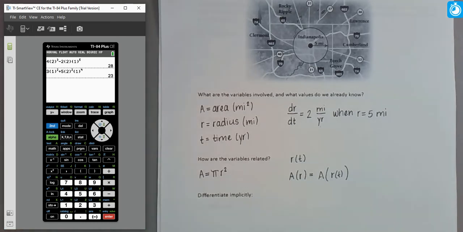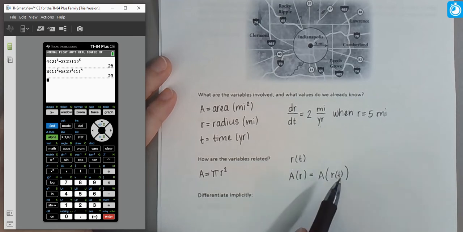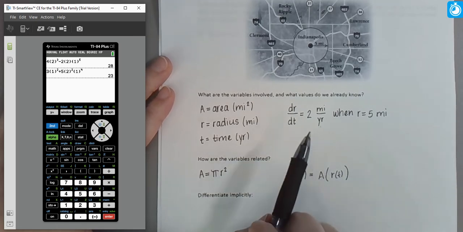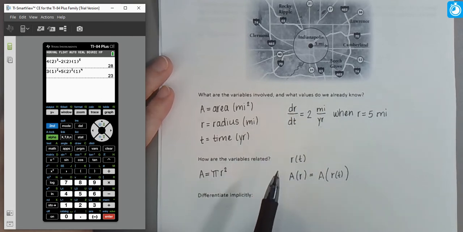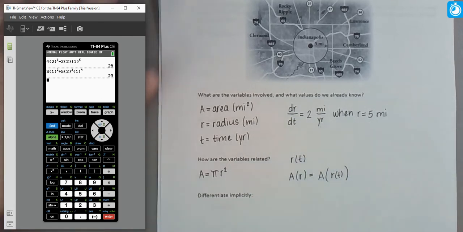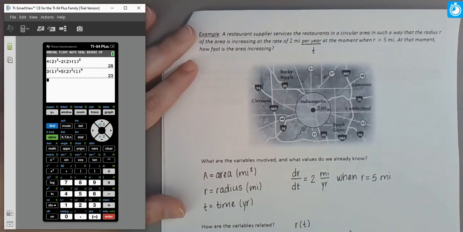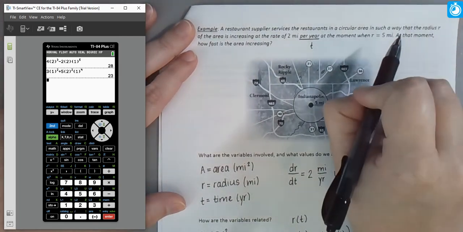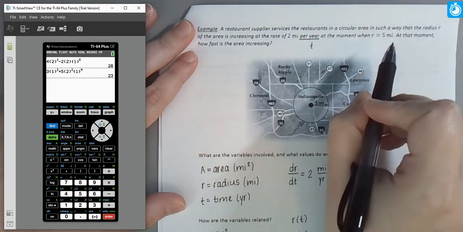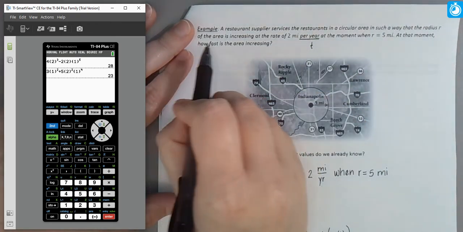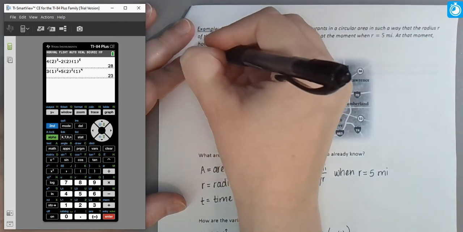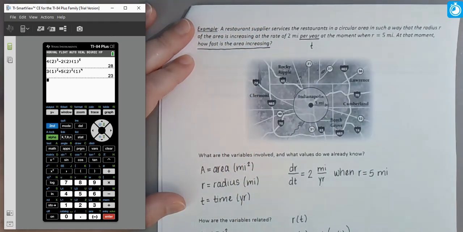Well, what is the question though? So we've written all of this down. We have a sense of how the two major variables are related. We know that time affects the radius affects the area, so time affects the area. We have one rate, we know how the radius is changing at this particular moment, but what's the question? What are we trying to find? Well, the question is, at that moment, in other words, under these particular conditions, how fast is the area increasing?